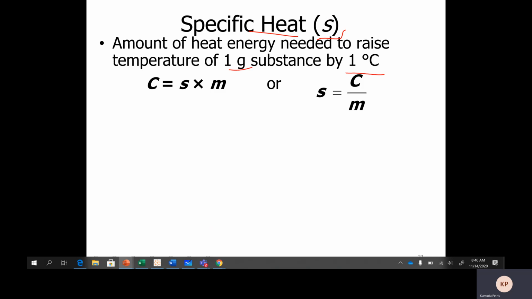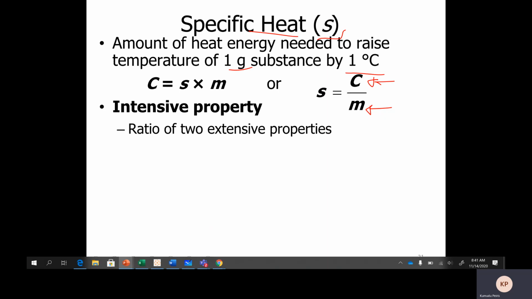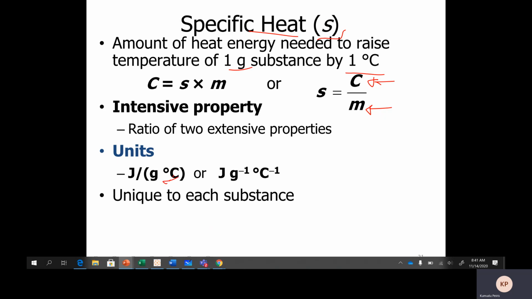So the specific heat equals the heat capacity divided by the mass. This is the heat capacity and this is the mass. So specific heat is an intensive property. What does it mean? It doesn't depend on the amount of the substance. And what are the units for this? Yes, the units for the specific heat are joules divided by grams and degrees Celsius.